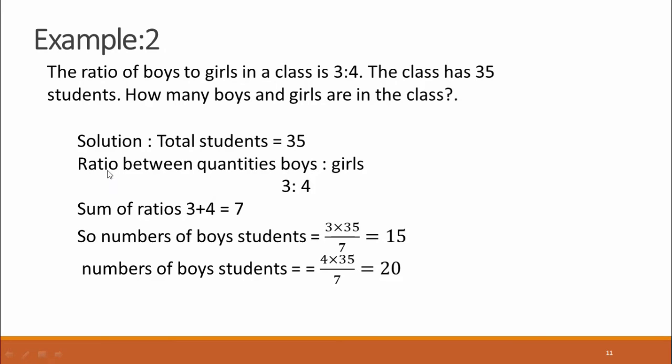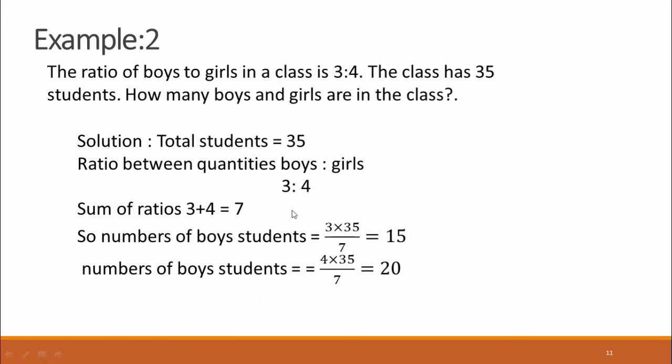Now the ratio for the quantities is boys to girls. Boys come first position and girls come second position. So the ratio can be written as boys to girls. This is the rule for representing the ratio between quantities. Now the boys' ratio is 3 and the girls' ratio is 4. So the sum of the ratio is 3 plus 4, which is equal to 7.